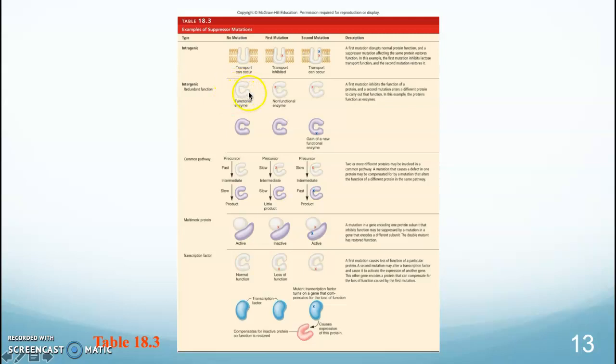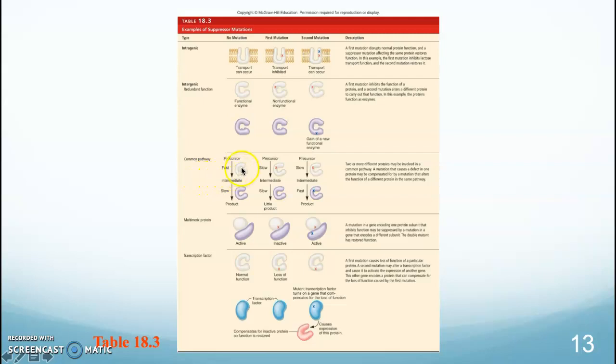So this is our functional enzyme. We get a mutation. It's no longer functional, and continues not to be functional. We have another protein that is non-functional, but it now gains a mutation where it can take on the role that this enzyme used to have. And that would be a redundant function. It has the ability to do that.